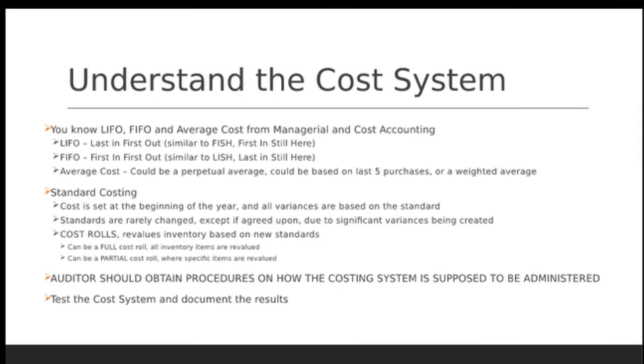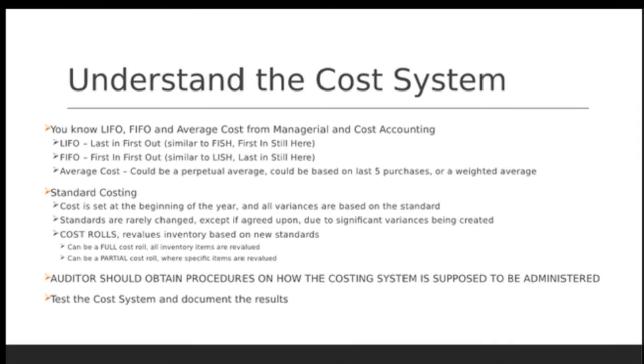So you'll also remember average costing, which could be comprised of a weighted average. It could be a perpetual average, but know that some systems are set up to take like the last 5 purchases to figure out their average. So this will depend on what your system can do.